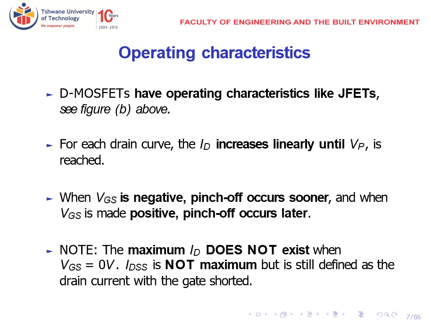For each drain curve, the ID increases linearly until the VP is reached. When VGS is negative, the pinch-off occurs sooner, and when VGS is made positive, the pinch-off occurs later. Note that the maximum ID does not exist when VGS is equal to 0. IDSS is not maximum, but is still defined as the drain current with the gate shorted.